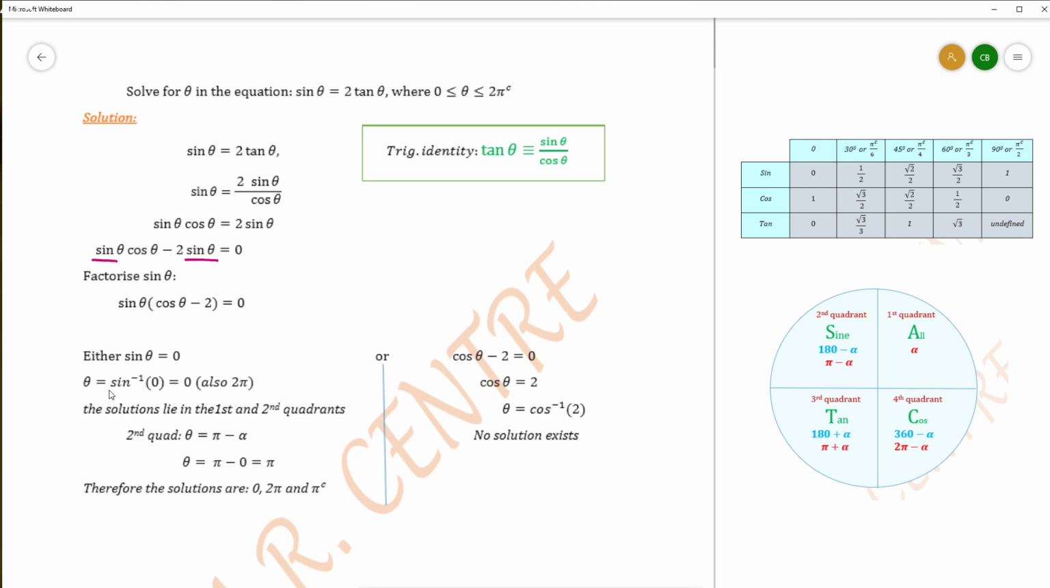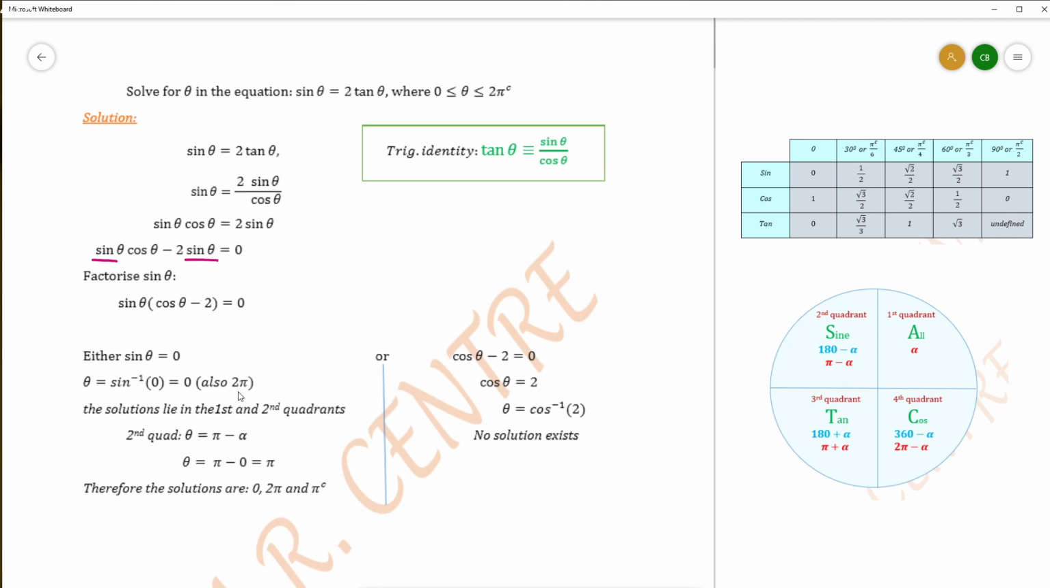Let's look at the first case. So if sine theta equals 0, then theta would be sine inverse of 0, which is just 0. So let's look back at this table. If sine of 0 is 0, then the opposite also applies. Sine inverse of 0 will give us back 0 as well. And also note that on the line representing 0 degrees in a circle, that's also the same line that represents 360 degrees. Since 360 degrees represents a complete revolution, it will take you back right to where you started at 0 degrees or 0 radians.